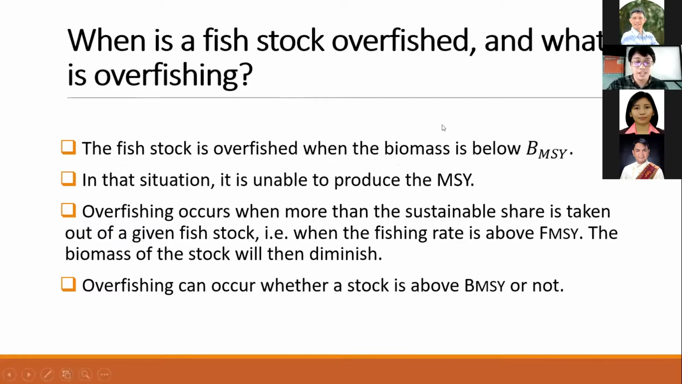So when is a fish stock overfished, and what is overfishing? The fish stock is overfished when the biomass of our fishes is below the maximum sustainable yield biomass. In that situation, if we are experiencing overfishing, we are not able to produce the maximum sustainable yield, because many of the fisher folk or private companies focus on a single-time catch, not on maintaining production over time. Overfishing occurs when more than the sustainable share is taken out of a given stock, when the fishing rate is above FMSY. So the fishing rate is above the mortality rate.